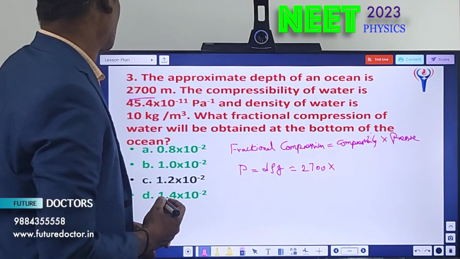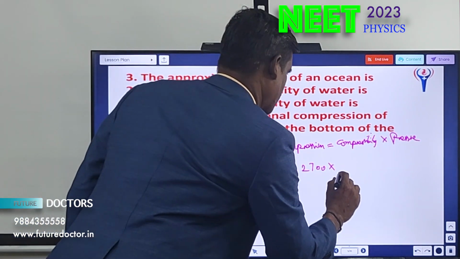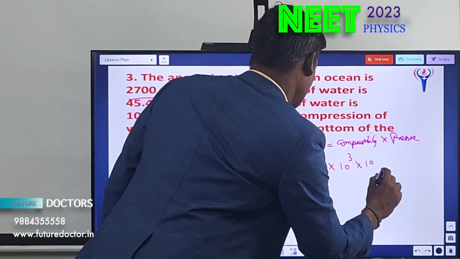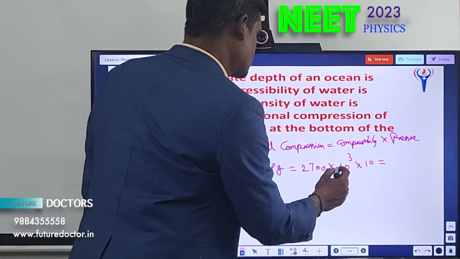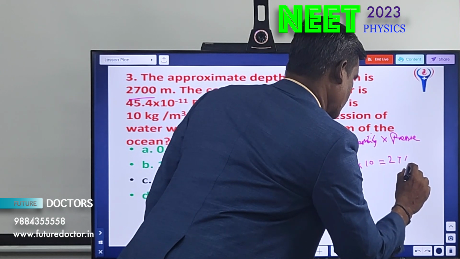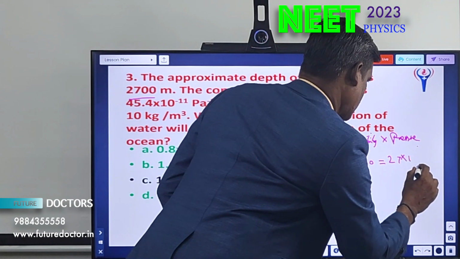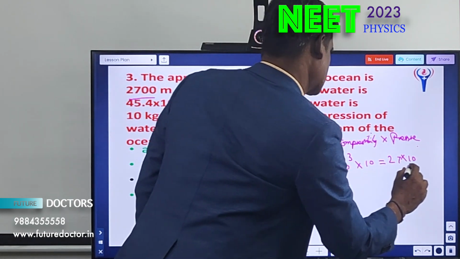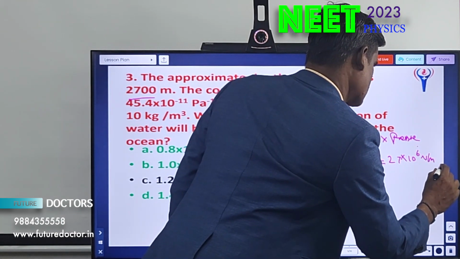2700 into rho. Density of water is given, so 10 power 3, into G. G, acceleration due to gravity, keep as 10. Then this is equal to 27 into 10 power 6 Newton per meter square.